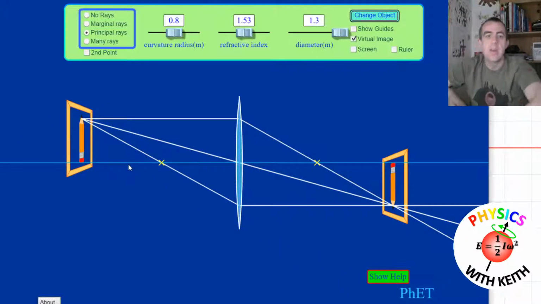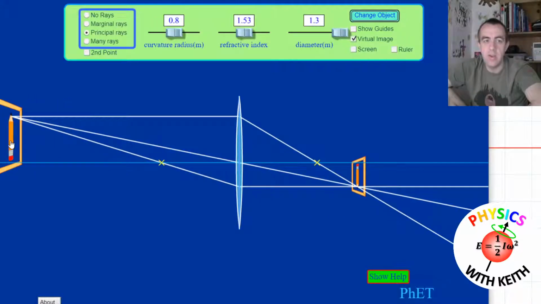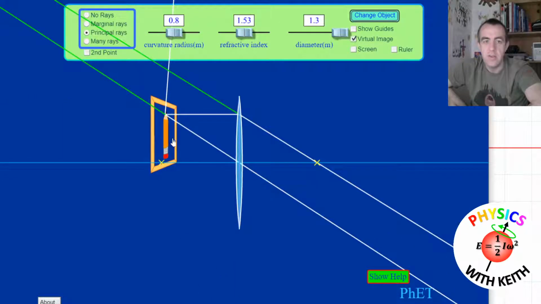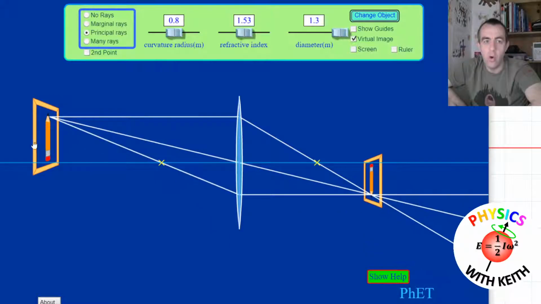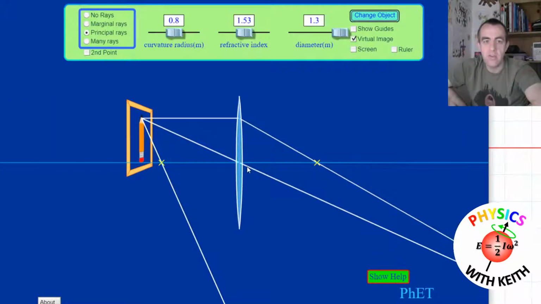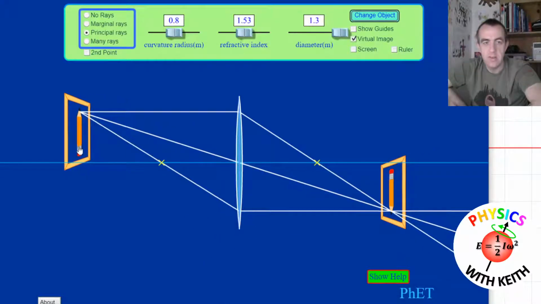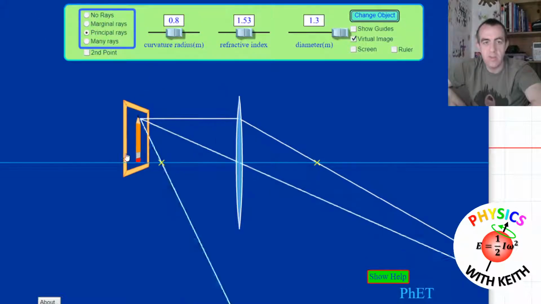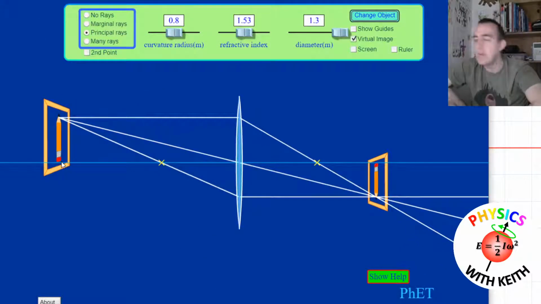Now let's number them. Let's number them principal ray number 1 on the top, number 2 in the middle, and number 3 on the bottom. Number 2 is the easy one. No matter where I put this object, look at what number 2 does. Principal ray number 2 always passes straight through the middle of the lens and from the top of the object. Always straight through the middle of the lens. So that's an easy principal ray.